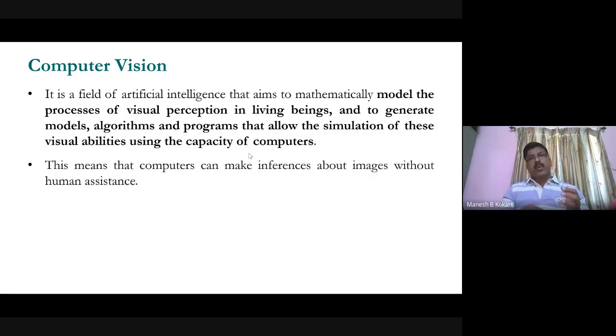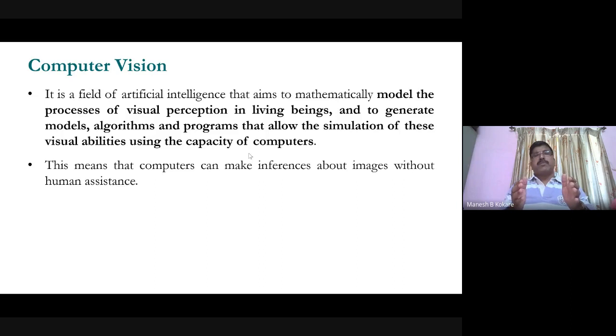So this means that we are basically making the computers infer information about the images without human assistance. Take the example of industry. If you have visited an industry, most of the time it has a line layout, and product manufacturing starts from the first stage, then it is passed to the second stage, then to the third stage, and so on up to the packing stage.